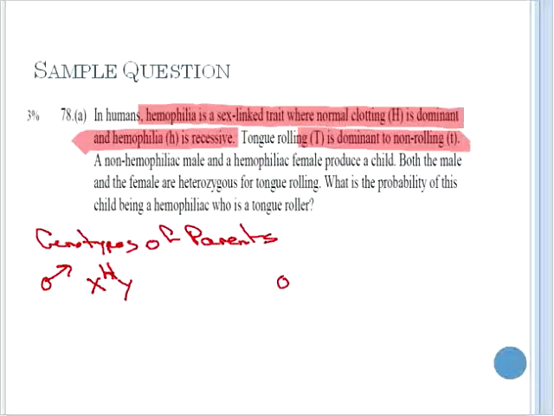For the female, you were told that she and the male are heterozygous for tongue rolling, but the female is a hemophiliac. So she is X little h, X little h. They're both heterozygous for tongue rolling.